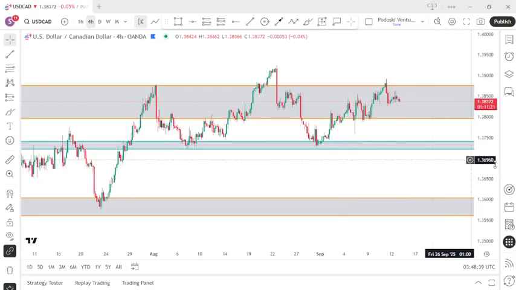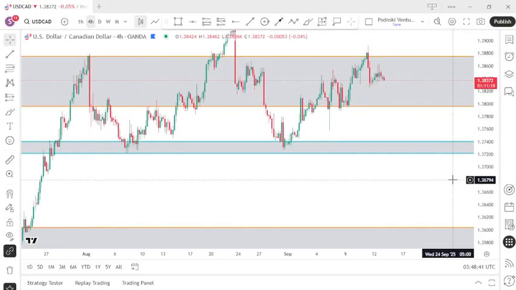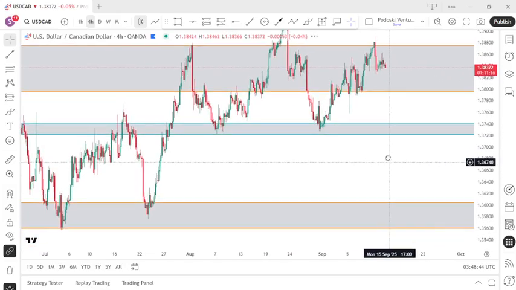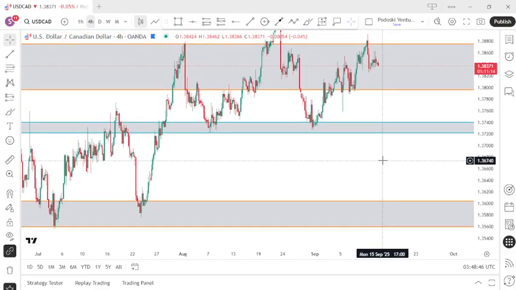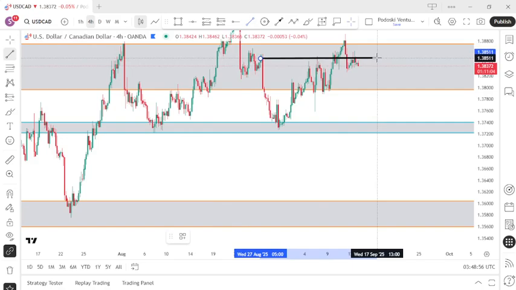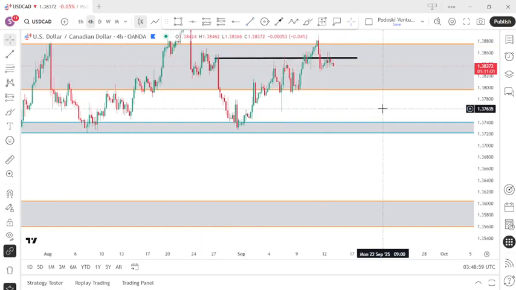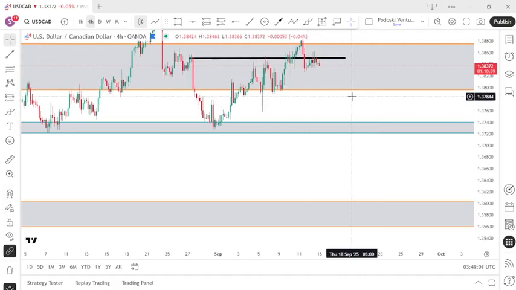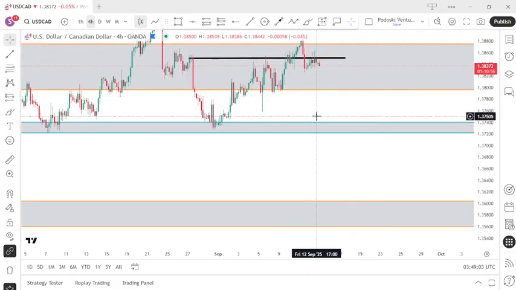So here we are on the 4-hour, and from what I'm seeing right now, the market is ready to sell. Price is ready to sell. Why we are not in this sell yet is because the bearish candle that closed below this zone closed on Friday. That was last week.